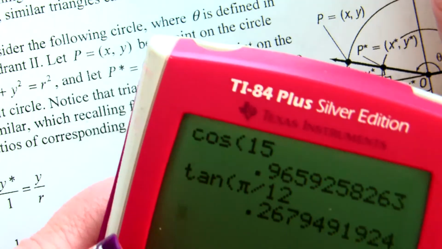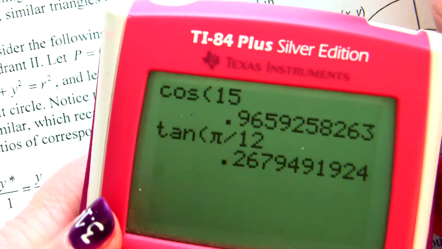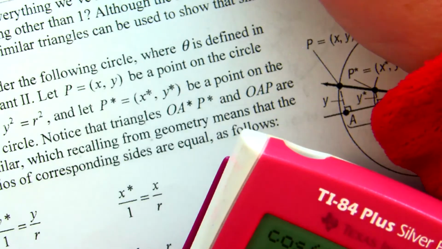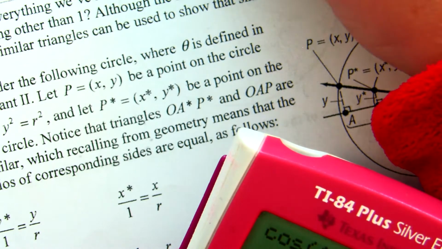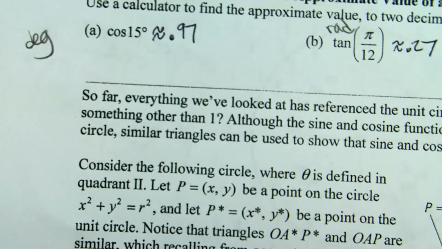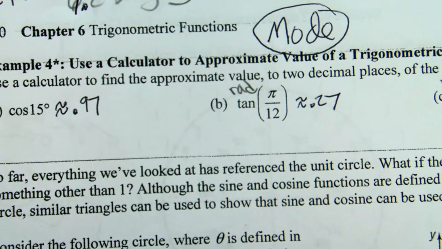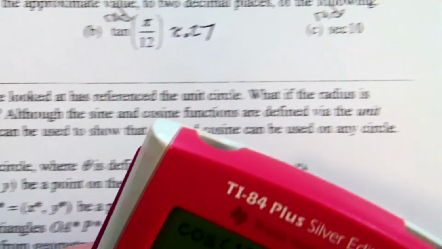So if there's no units, it's radians. If it's degrees, and I'm going to write mode right here because that's important that you have it in the right mode. If you do have a graphing calculator, it's good to practice back and forth, switching from mode to radians to degrees.